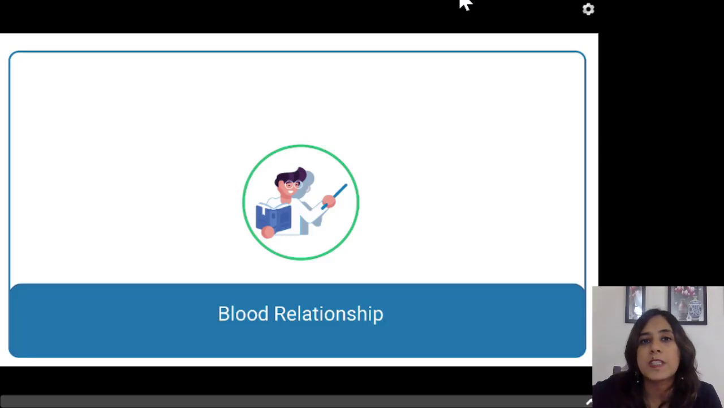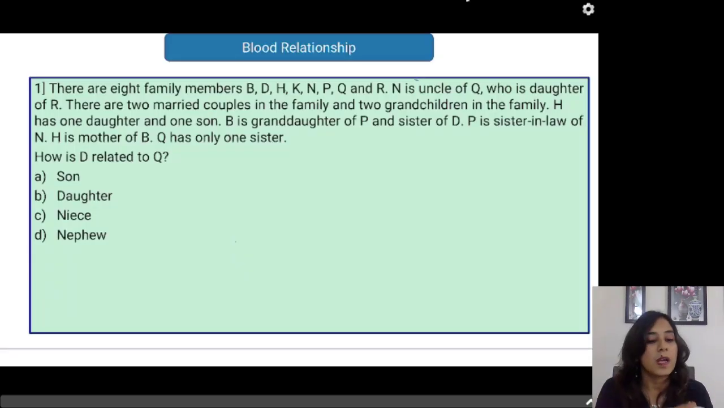The difficulty of these problems is a bit of a higher level, and we have five problems here, and the time duration for each problem is 1 minute unless it is a big case which requires 1.5 minutes to solve. So guys, let us begin with the first problem, and the time for this particular problem is 1.5 minutes because it's a big case. Okay, there are eight family members B, D, H, K, N, P, Q and R.